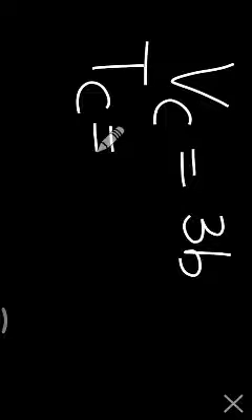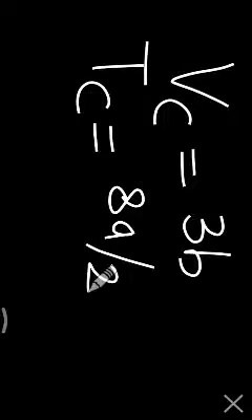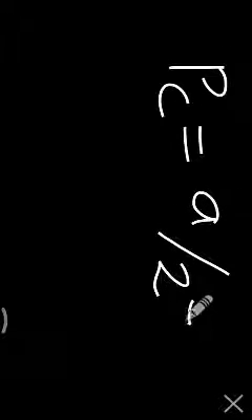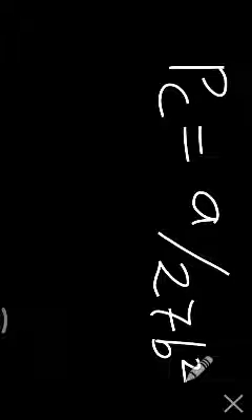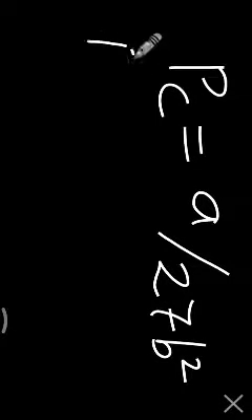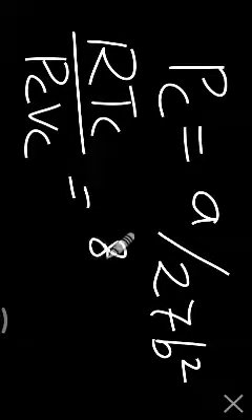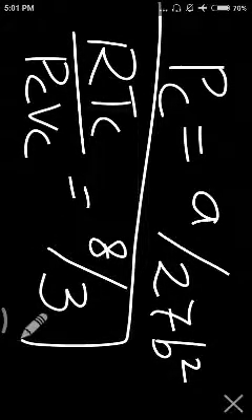Then the critical terms: VC is equal to 3B. TC is equal to 8A by 27RB. VC is equal to 3B, TC is equal to 8A by 27RB, and PC is equal to A by 27B square. If you take all this, RTC by PCVC is equal to 8 by 3. Remember these formulas, that may be useful to you.